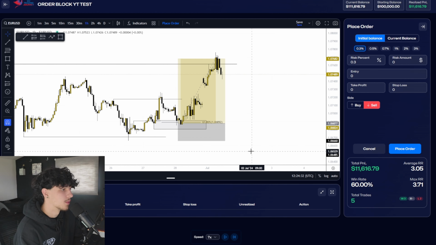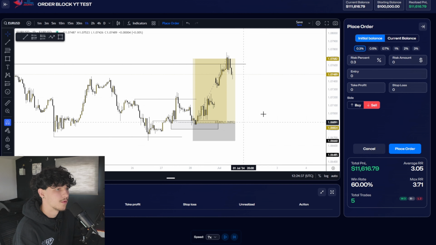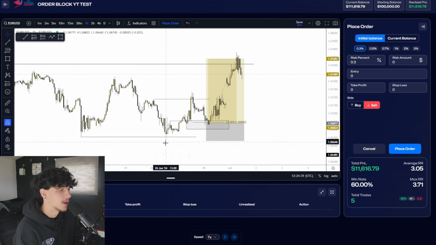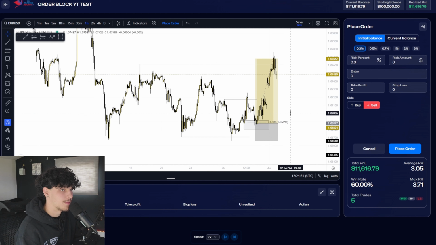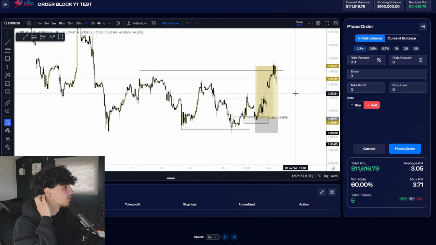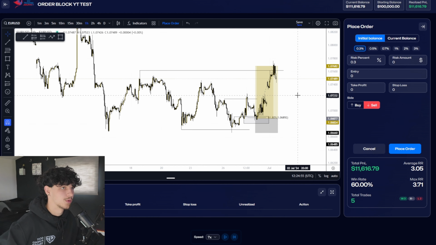And then there we go. There you have it. We have our take profit hit from that order block there with our 0.618 level, and the market had a nice move up from there, especially with this liquidity sweep that enabled us to see what side the market is moving towards. And we were able to end it with $11,616 in profit with a 60% win rate, with an average R2R on the trades of 3.05. So we're risking around $1,000 to make $3,000, which is very good.